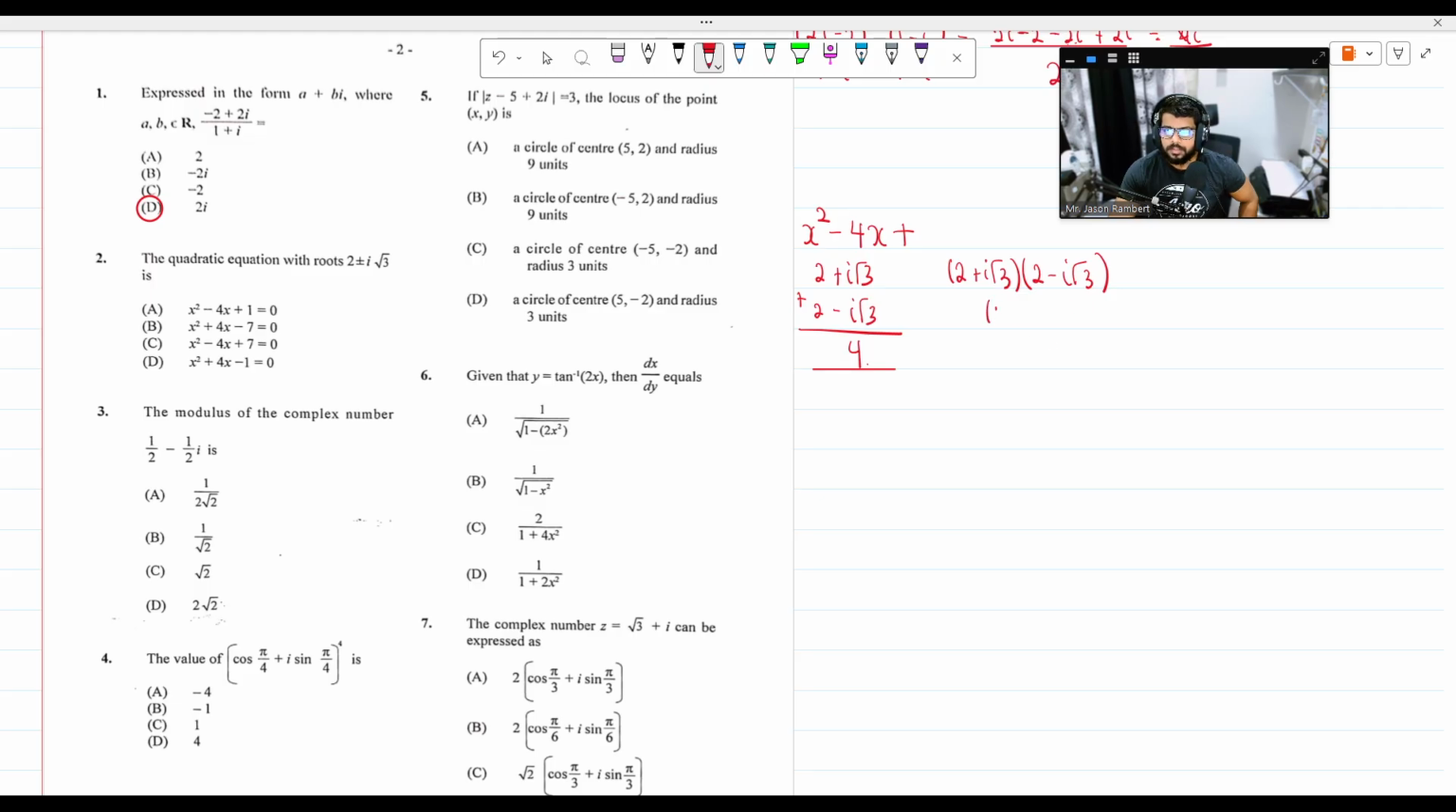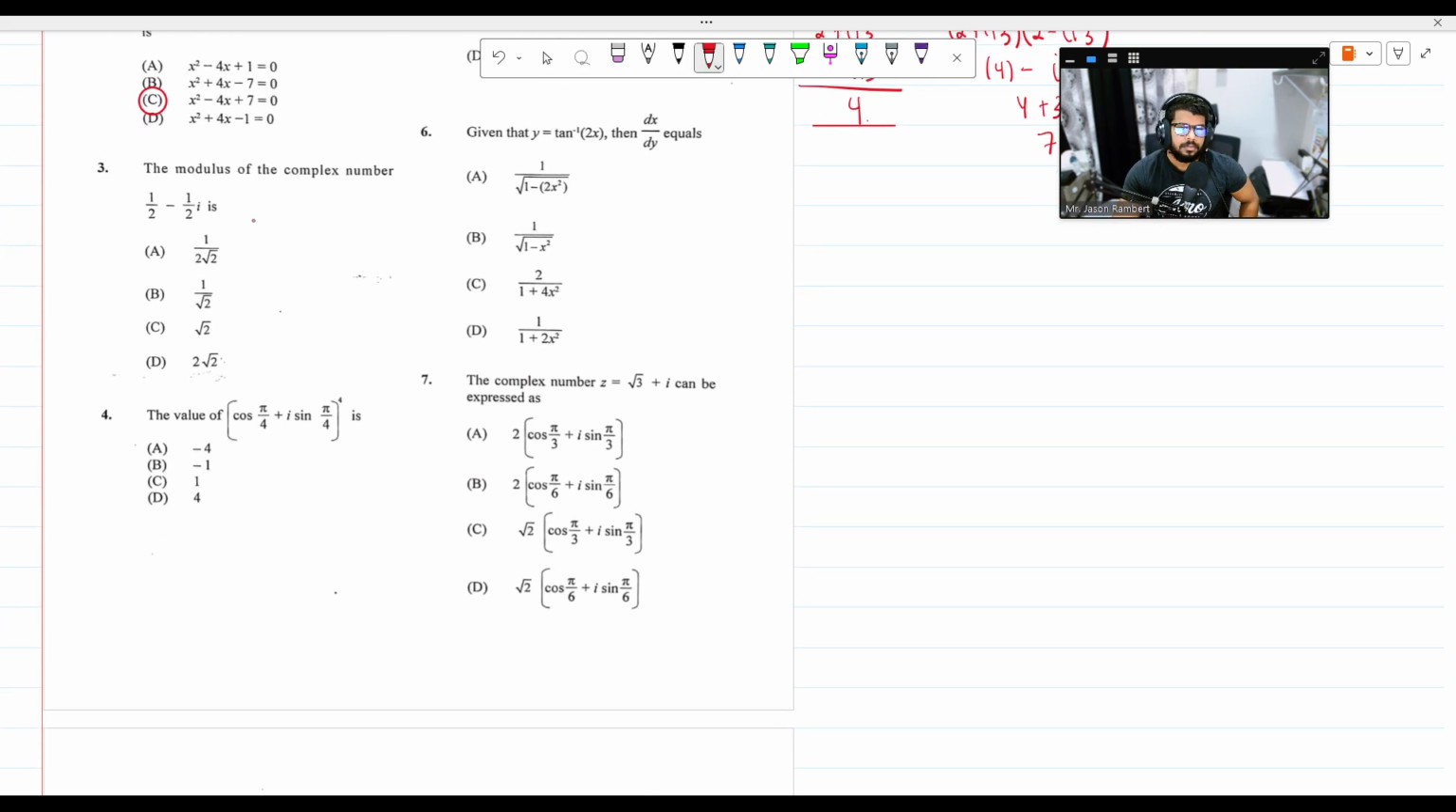It's a difference of 2 squares. The first thing squared, which is 4, take away the second thing squared, which is i squared by 3. So it would be 4 plus 3, which is 7. So x squared minus 4x plus 7. X squared minus 4x plus 7, the answer is C. The modulus of the complex number, square the first, square the last, and then square root everything. So we have a quarter plus a quarter, that is a half, and we take a square root of that, so 1 over root 2. Answer is B.